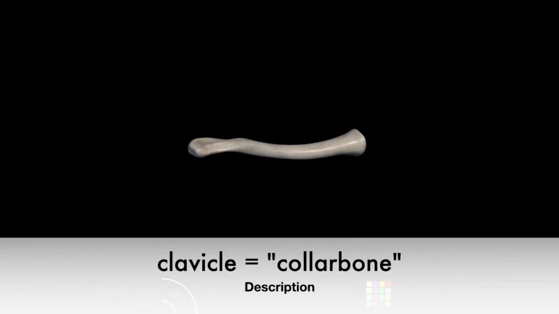Hi, this is almost everything you'll need to know about the clavicle. This is the right clavicle. The clavicle is also known as the collarbone and is the more anterior bone of the pectoral or shoulder girdle.